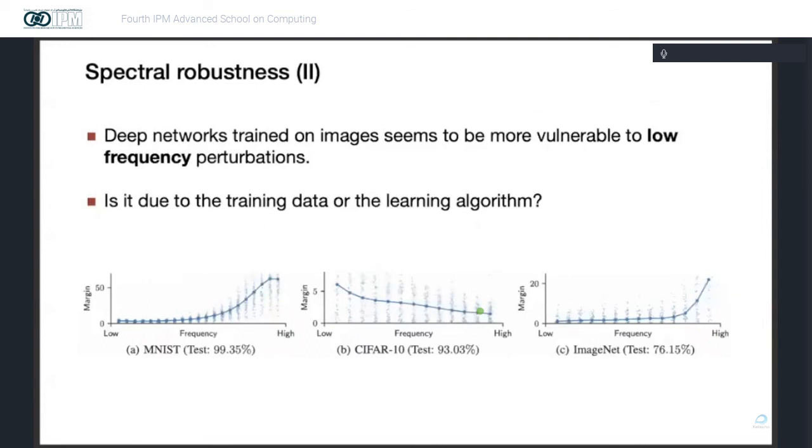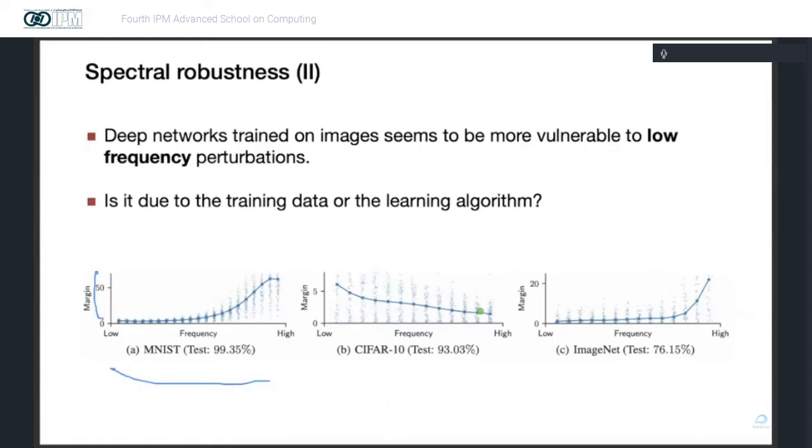Okay, as you can see here, I have computed exactly what I said for three networks. Let's take a look at MNIST. As you can see in this plot, the x-axis represents the frequency bands that I am computing the robustness in, and the y-axis is the average norm of the delta perturbations, of course confined in the corresponding frequency band.